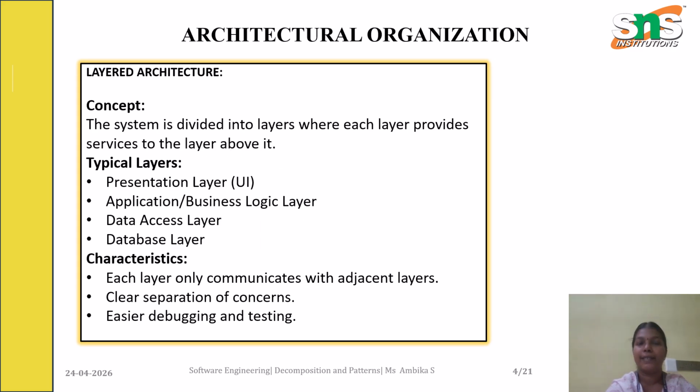Types of architecture: layered architecture. Here the system is divided into layers where each layer provides services to the layer above it. The typical layers here are the presentation layer, the application or business logic layer, the data access layer, and the database layer. The characteristics of this type of architecture are that each layer only communicates with the adjacent layers, there is a clear separation of concerns, and it is easier for debugging and testing.